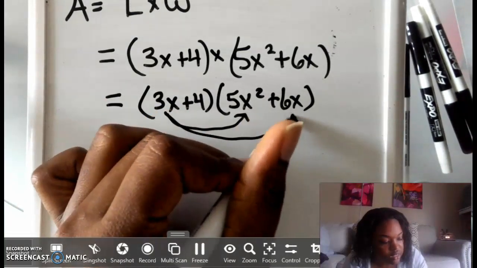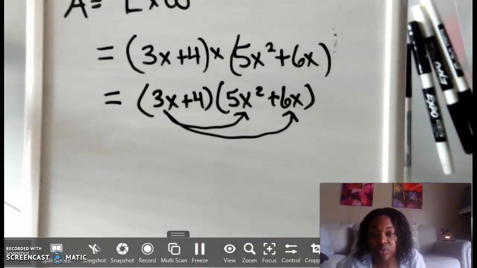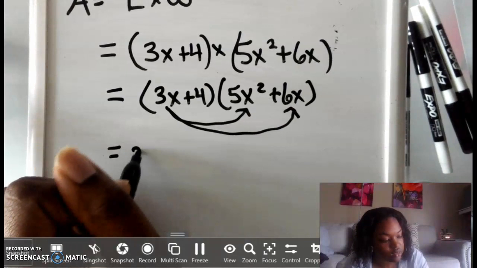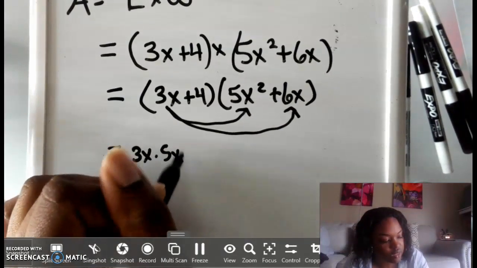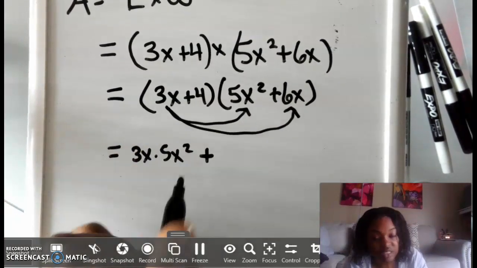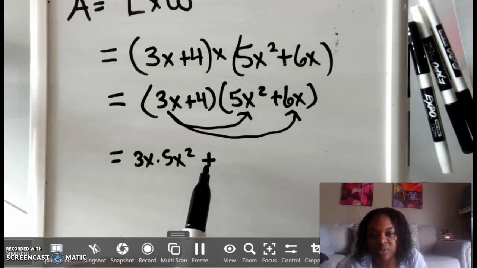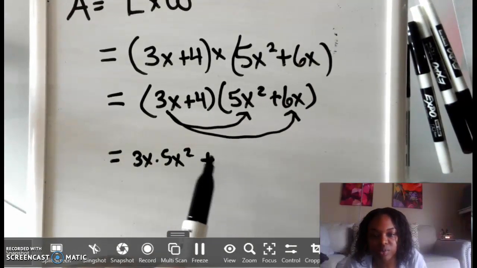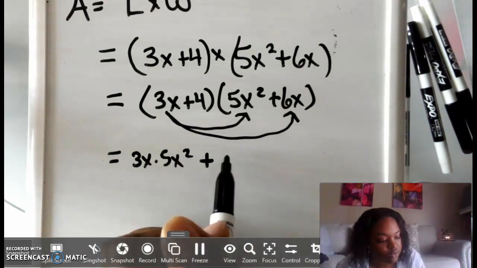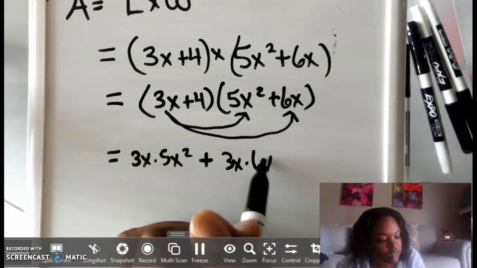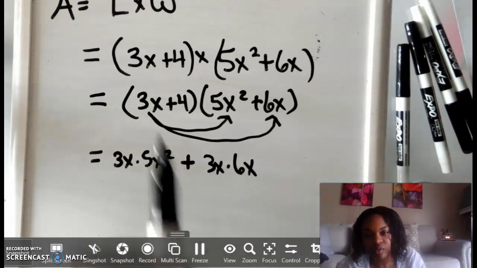The 3x gets multiplied by the 5x squared and the 6x. So that's 3x times 5x squared plus, don't forget your plus sign. Don't just write the terms randomly. A plus sign is going to go between these terms. Then 3x times 6x. Okay.